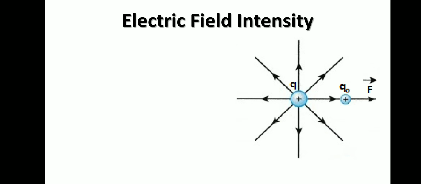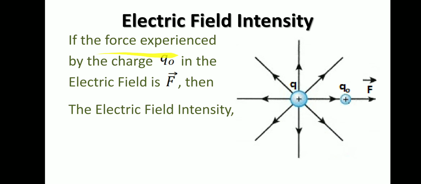So this is our consideration. If the force experienced by the charge Q0 in the electric field is F, then the electric field intensity will be given as E is equal to F upon Q naught. So this will be the expression for the electric field intensity. Vector E is equal to vector F upon Q naught.